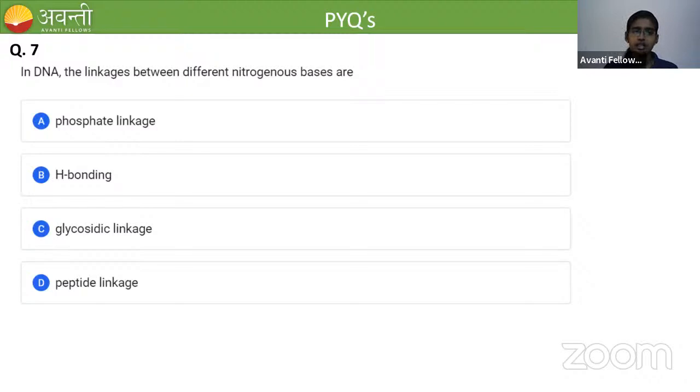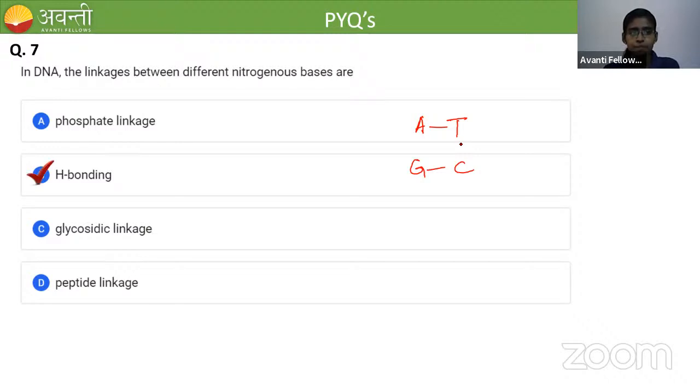In DNA, the linkages between different nitrogenous bases are... Who are the nitrogenous bases in DNA? AT and GC, right? And here they form a bond. So what type of interaction is that? It is hydrogen bonding. There are hydrogen bonding interactions between the nitrogenous bases of DNA.